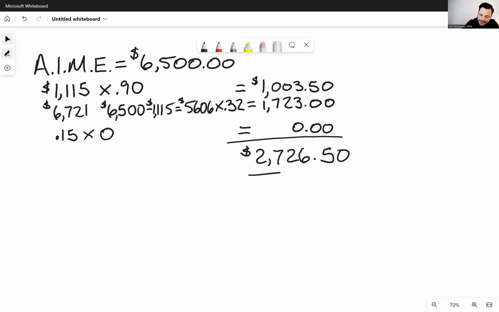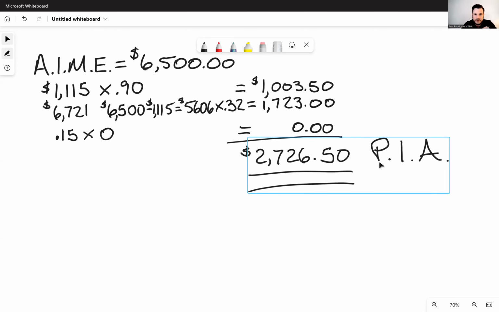So now we add those three numbers together for a total of $2,726.50. This is your primary insurance amount. That's how you use your AIME, or your average indexed monthly earnings, to calculate your PIA, or primary insurance amount, for Social Security.